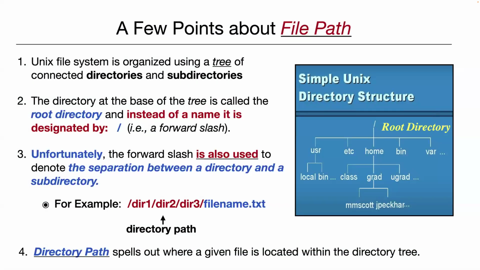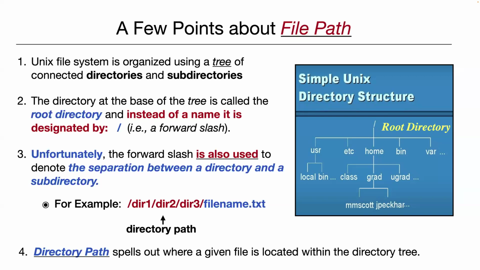And the Unix file structure is organized in a tree of interconnected directories and subdirectories. The base of the tree is called the root directory. Instead of spelling it out R-O-O-T, it's given a special character, a slash, that is root. So if you wanted to change to your root directory, you do cd space slash and you'd be at root. So root directory, and then everything hangs off that.